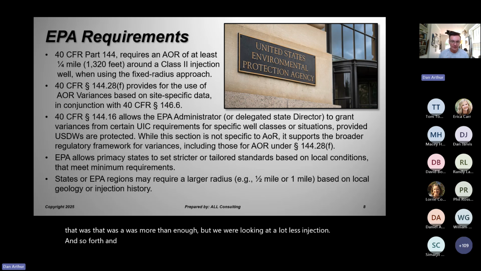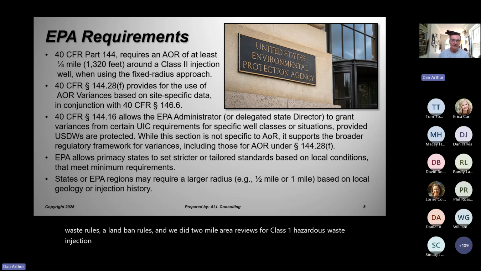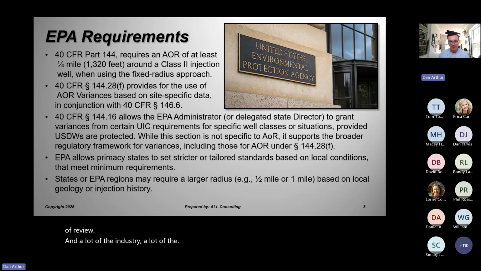And I can remember when I was working on the Class I hazardous waste rules, the land ban rules, and we did 2-mile area of reviews for Class I hazardous waste injection wells. That was difficult because we were proposing a much more significant area of review, and a lot of the people that we got comments from from industry were saying it was just ridiculous.